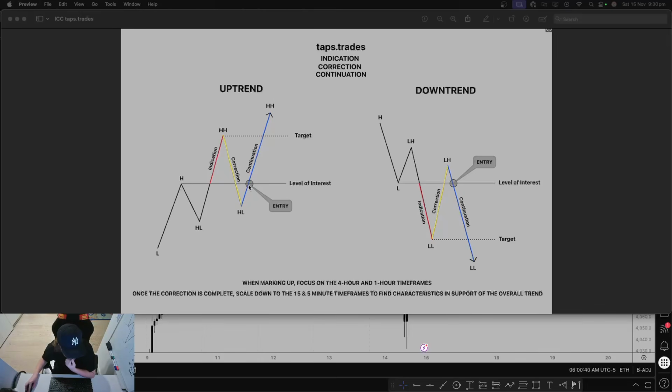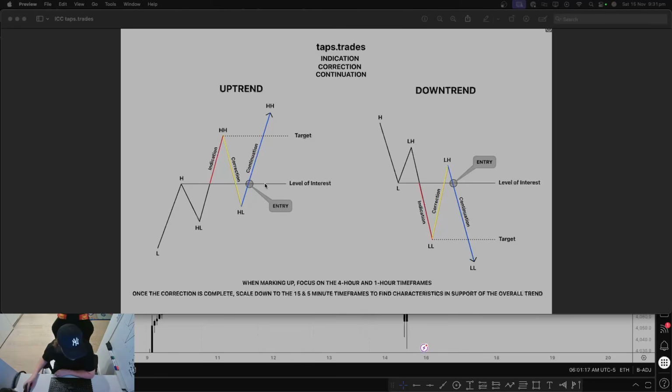Right before this level, this is really important: once the correction phase is complete, so we've got indication, we've got the correction phase, we then scale down to the 15 and the 5-minute time frames to confirm characteristics that support the overall trend. In the example I'm running through, that is an uptrend. So we're scaling down to the 5-minute and 15, looking again for characteristics of an uptrend, so higher highs and higher lows.